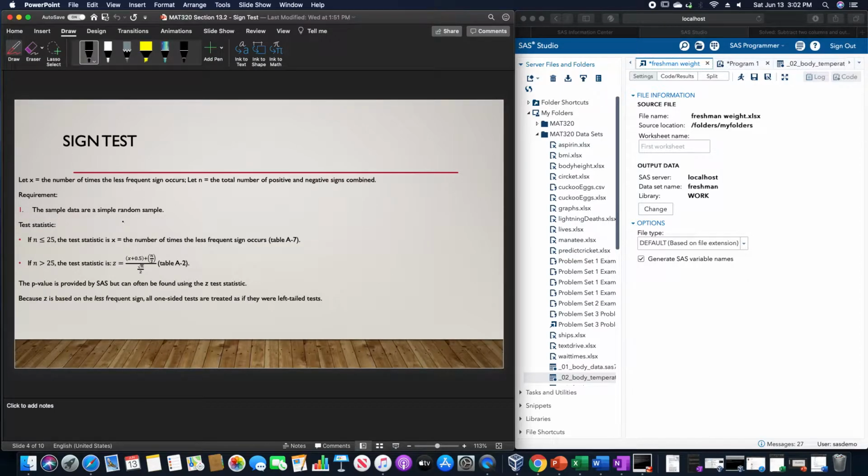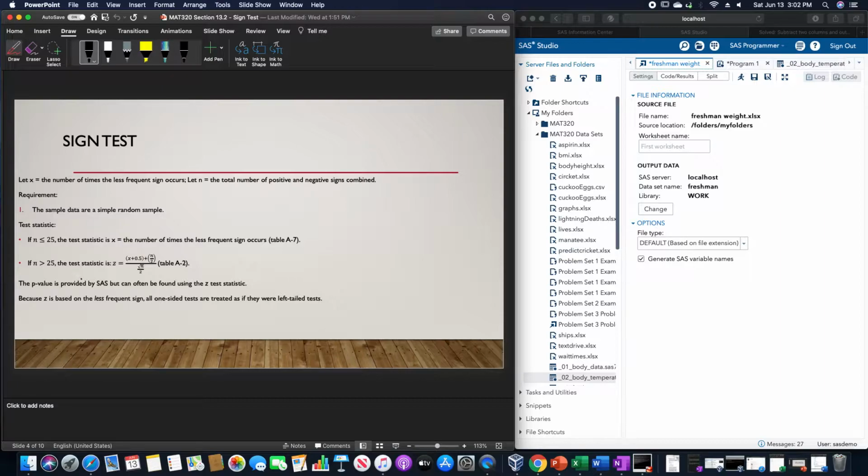We will let x be the number of times a less frequent sign occurs, and n the total number of positive and negative signs combined, no zeros. The requirement is that the sample data is a simple random sample only. The test statistic is that if n is less than or equal to 25, the test statistic is x, the number of times the less frequent sign occurs, and we use table A7.